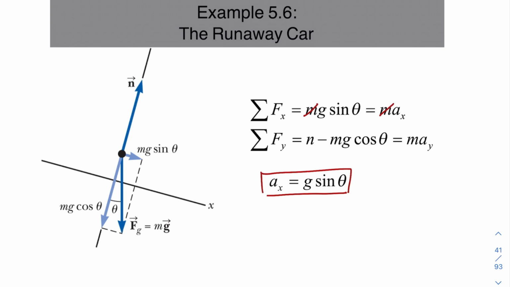For the y component, you have normal pointing upward, so it's positive, plus negative of mg cos theta, because it's pointing downward, must equal may along y. So from here you will get n, if you are interested in n, or if you are interested in a, ay equivalent to n minus mg cos theta over m.